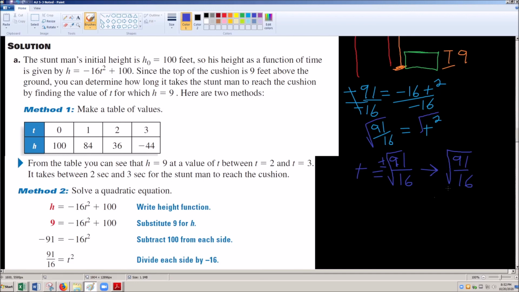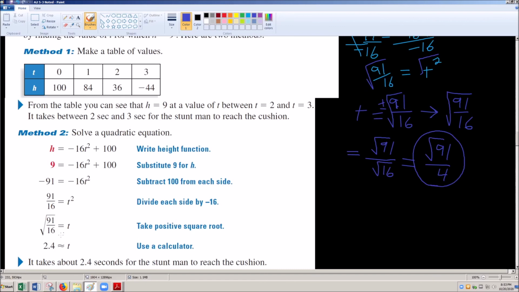Now I want to simplify this thing. Remember, I don't want a radical in my denominator. So my t value equals root 91 over root 16. And root 16 happens to be one of those nice ones, so it's a perfect square. So this thing will just turn into root 91 over 4. This is how long it would take for him to hit the ground. So again, we can look at this and just say, well, root 91 is a little bit less than 10. 10 divided by 4 is 2.5, so it's going to be a little less than 2.5 seconds. And when we do our approximation with the calculator, it comes out to be approximately 2.4.